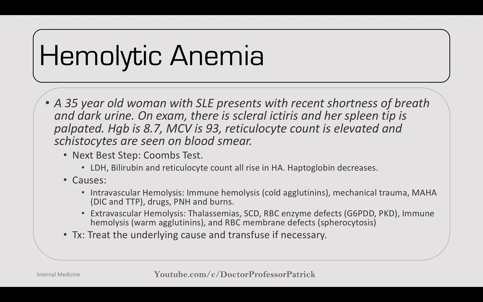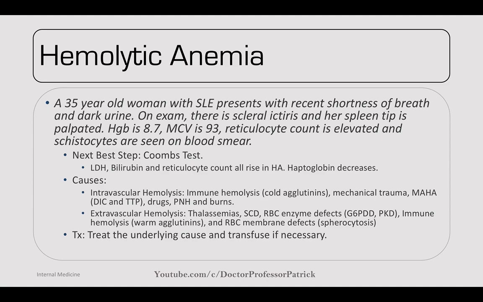Hemoglobin is 6.7 and MCV is 93. Reticulocyte count is elevated and schistocytes are seen on blood smear. The next best test would be a Coombs test here. We want to look for elevated LDH, elevated bilirubin, and elevated reticulocyte counts. And haptoglobin is going to decrease. This is what's going to bind to all the extra hemoglobin after the red blood cells are lysed.